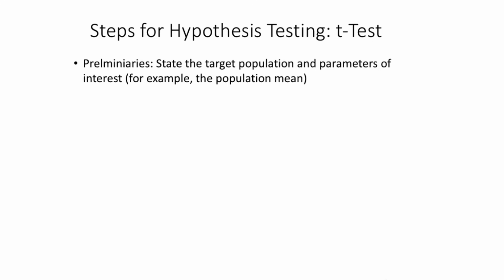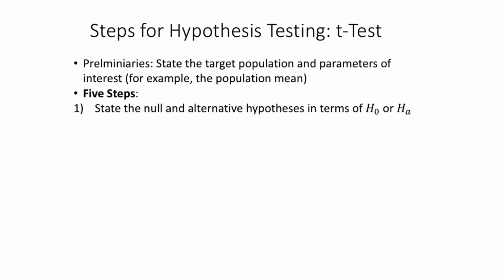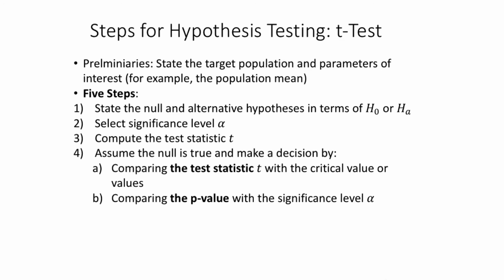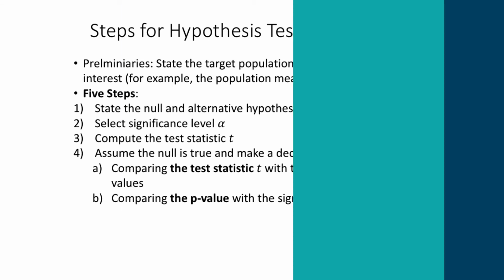There are preliminaries. You should state the target population parameters of interest. So again, we're interested in the population mean. And then we have several steps. First, you state the null and alternative hypotheses in terms of H subscript 0 and H subscript A. Then you select the significance level. Traditionally, we pick 0.05. Then you compute the test statistic T. We will use statistical software to help us interpret and calculate the test statistic T.